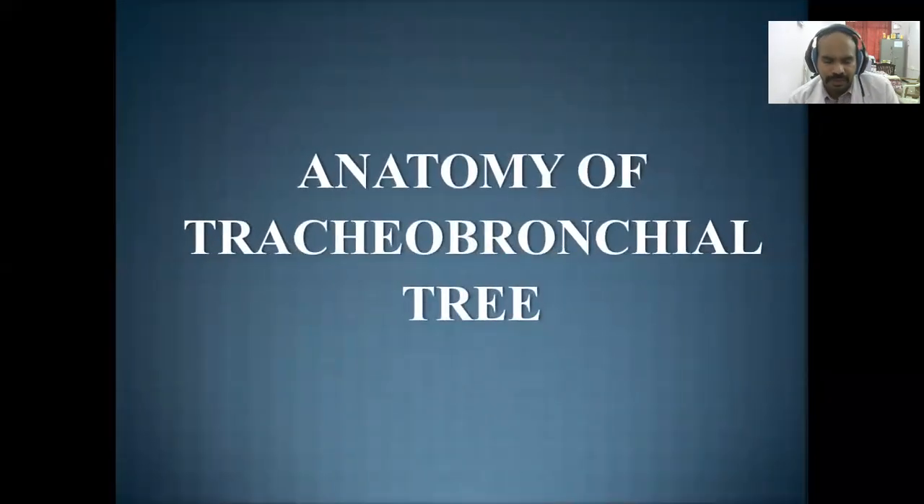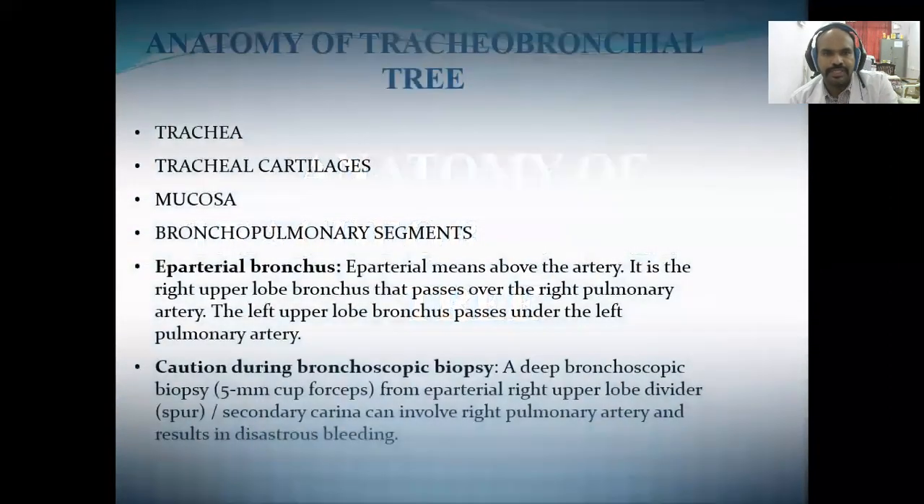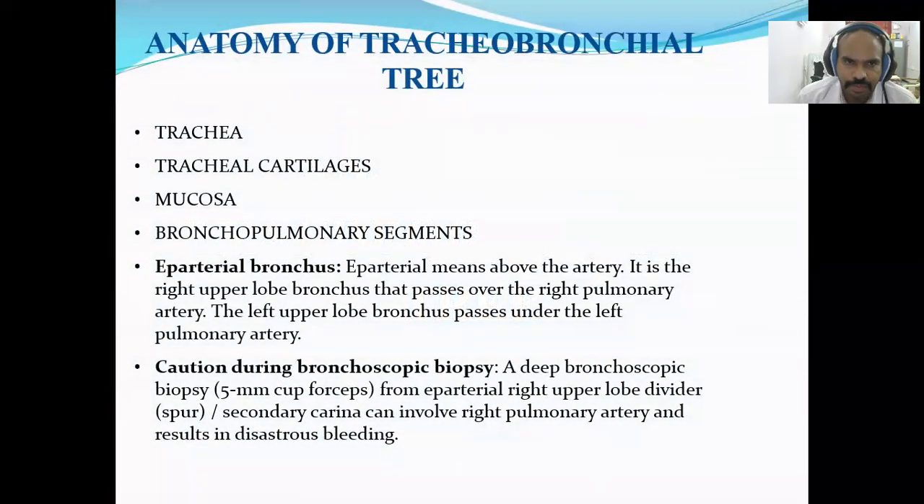Moving on to the last topic, which is the anatomy of the tracheobronchial tree. A few slides over here. The first and foremost thing we'll see is the trachea, tracheal cartilages, mucosa, bronchopulmonary segments. What is the epitracheal bronchus and what is the caution which has to be taken during biopsy? The trachea, as we know, in the tracheal rings, starts from the first tracheal ring below the cricoid cartilage between the cricotracheal membrane, and it goes up to the level of the carina, where the trachea divides into two, forming two major bronchi.